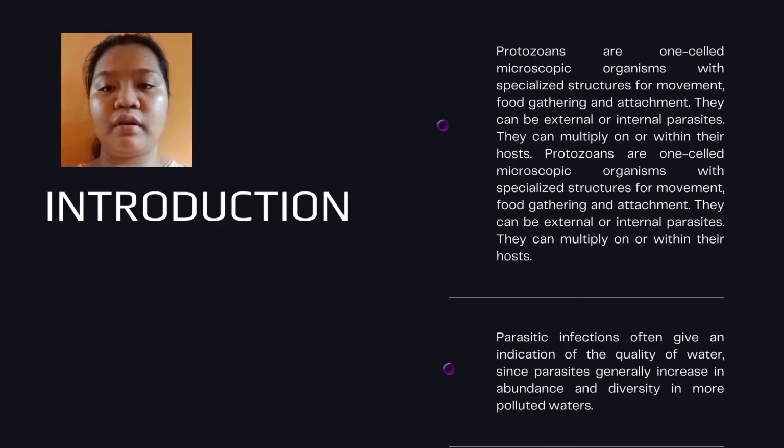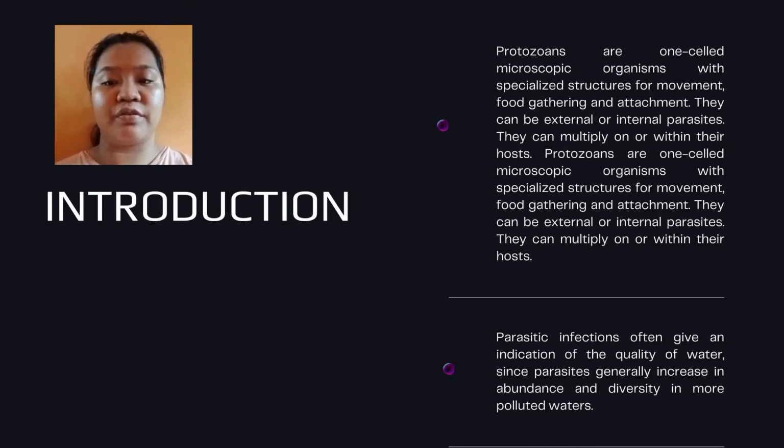Protozoans are microscopic organisms with specialized structures for movement, food gathering, and attachment. They can be external or internal parasites. They can multiply on or within their host. Parasitic infections often give an indication of the quality of the water, since parasites generally increase in abundance and diversity in more polluted water.